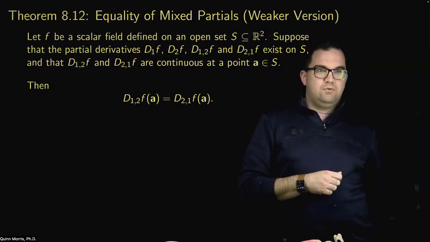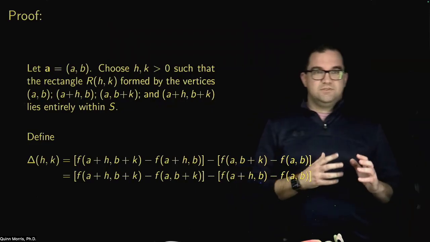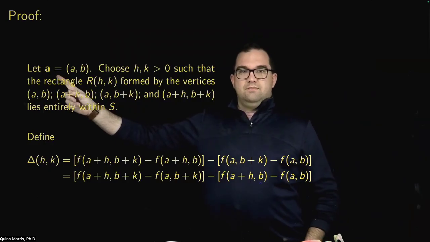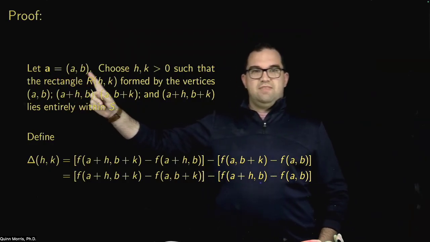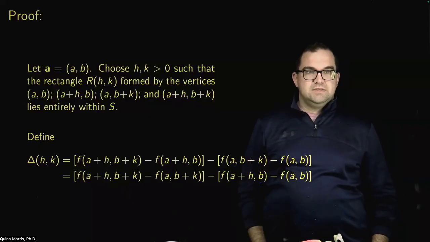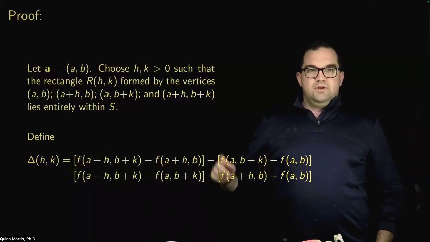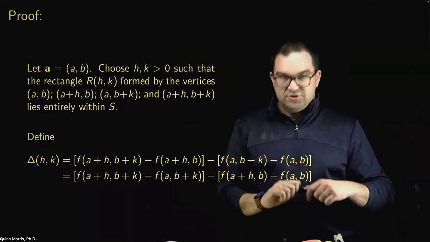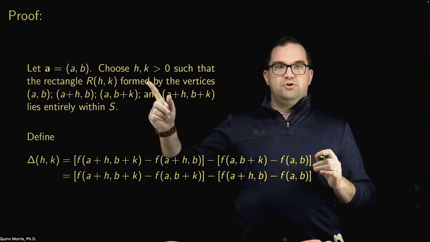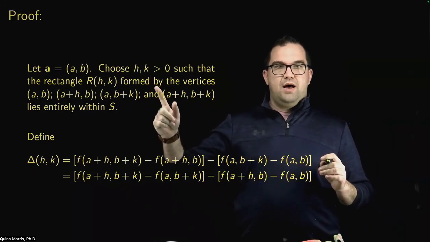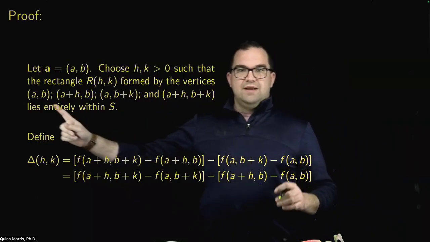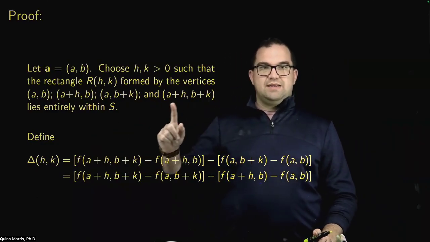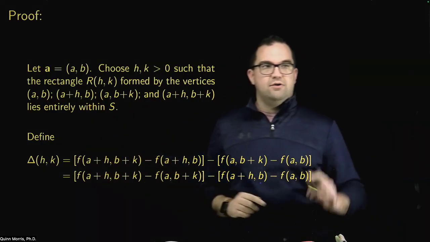So to begin here, I want to start by setting up some things for my proof. Okay, so the vector A in our domain, the point that we're at, let's give that coordinates (a, b), in the standard basis. The first thing we want to do is define a rectangle R_HK by choosing values H and K, both positive, such that the rectangle formed by these 4 points, and I'll draw a picture here in a second, lies entirely within S.